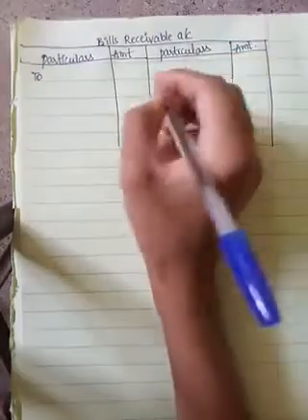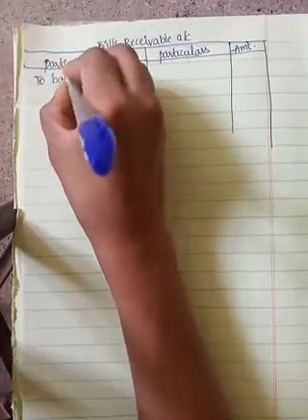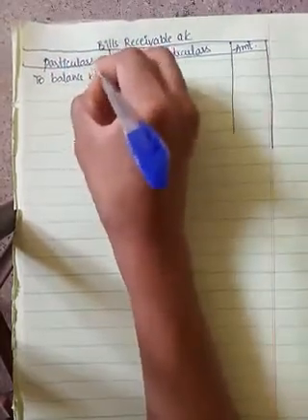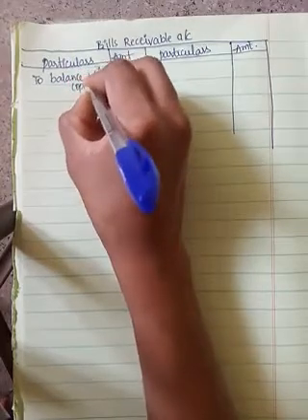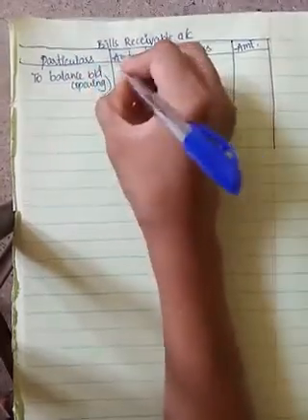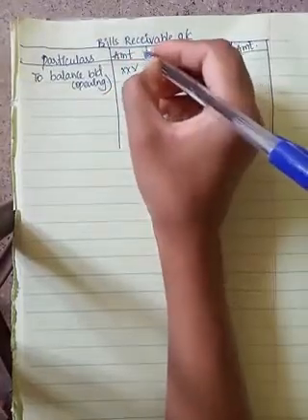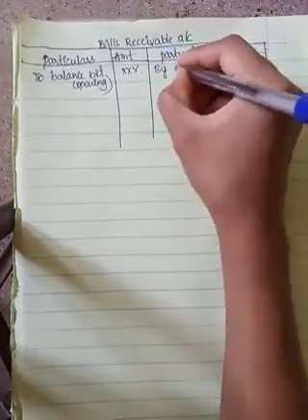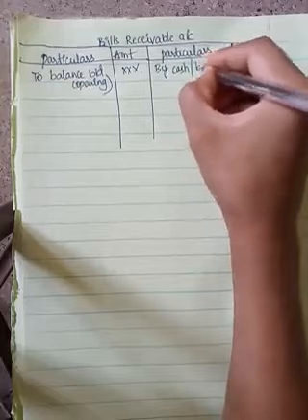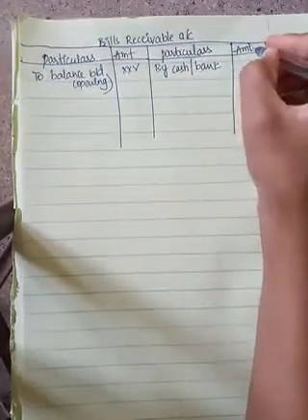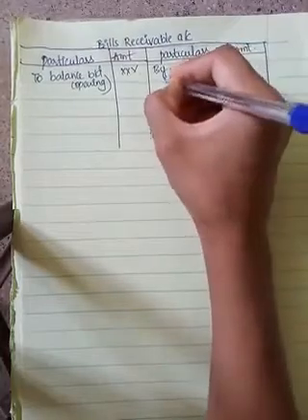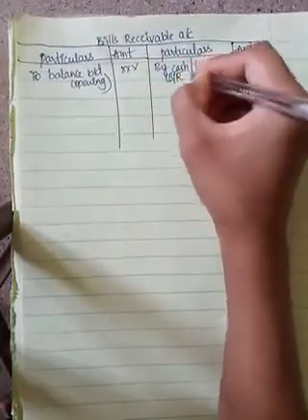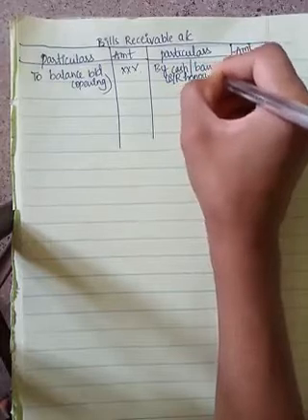On the debit side is to balance brought down, the opening balance. Then by cash or bank, that is bills receivable honored.